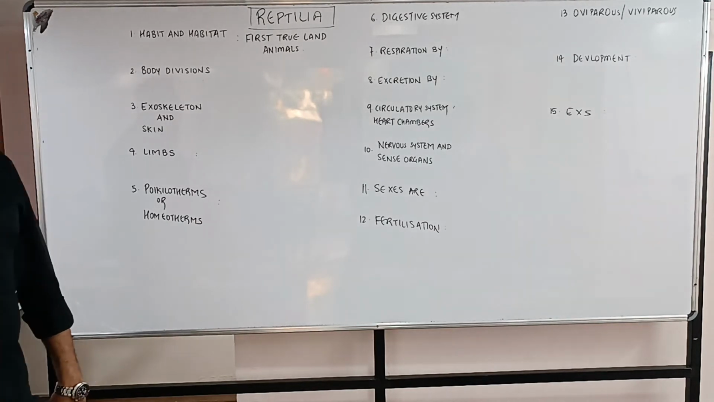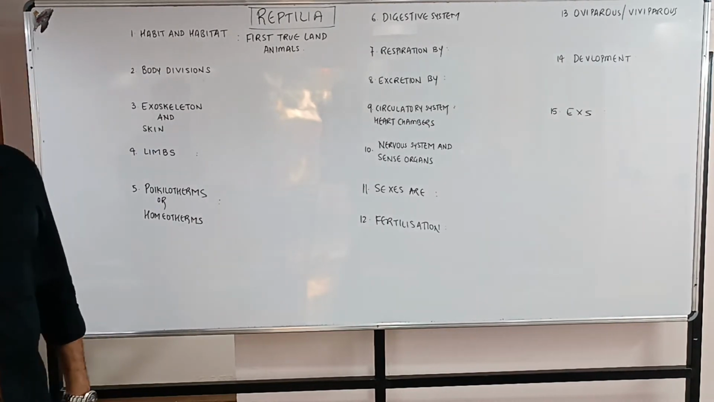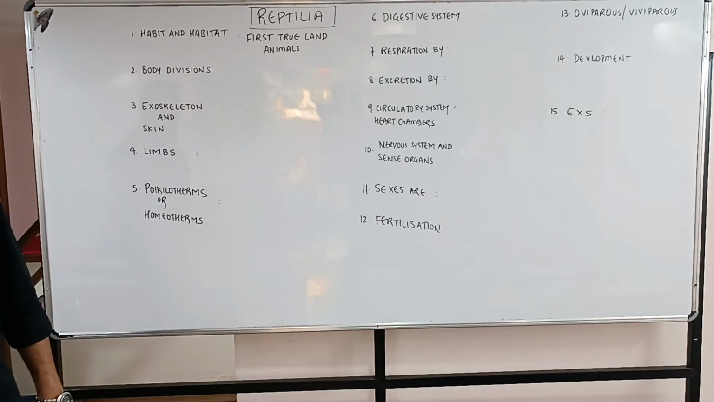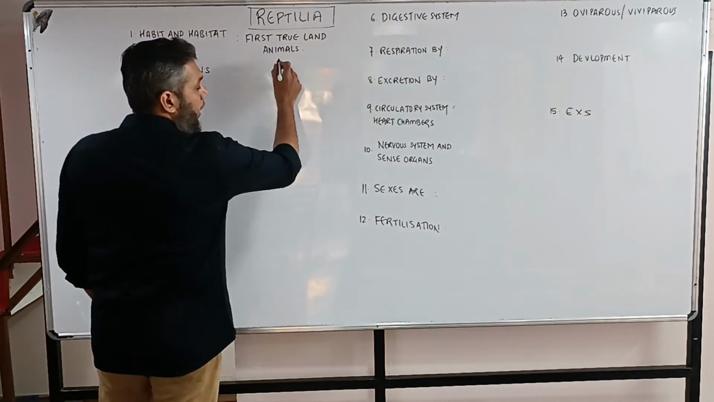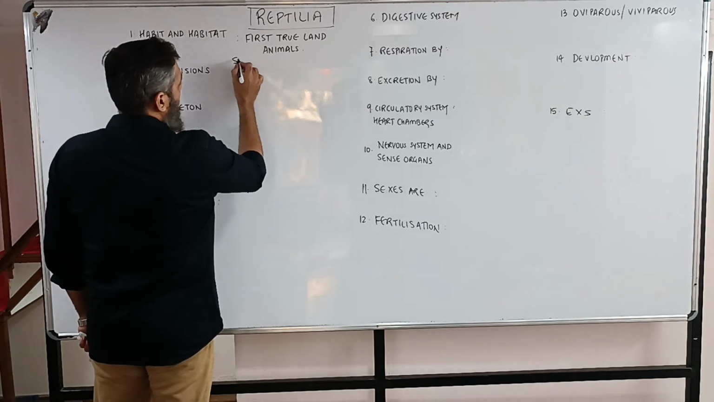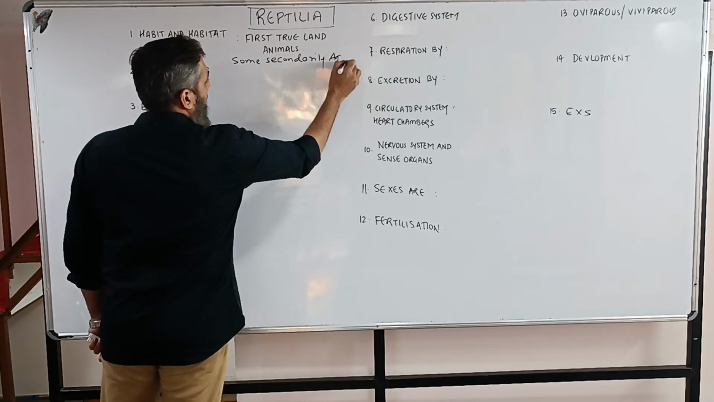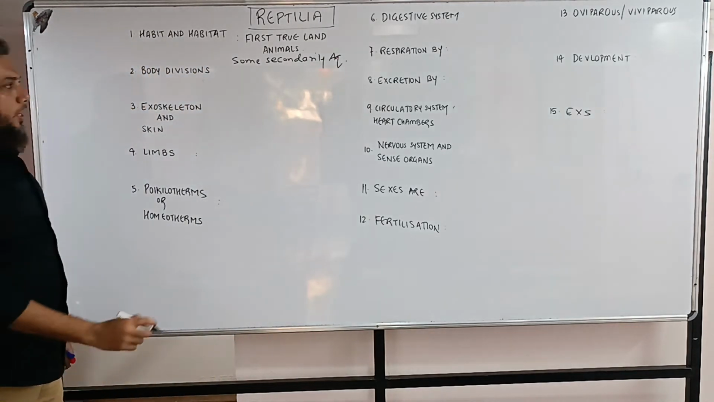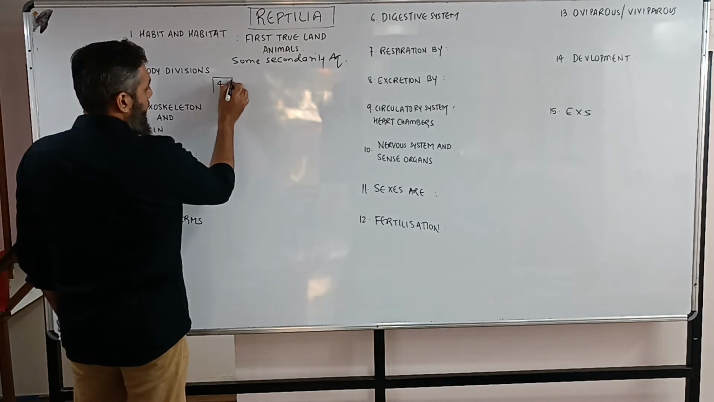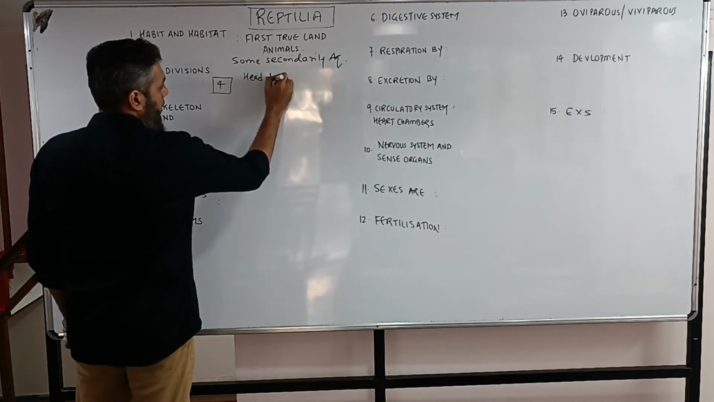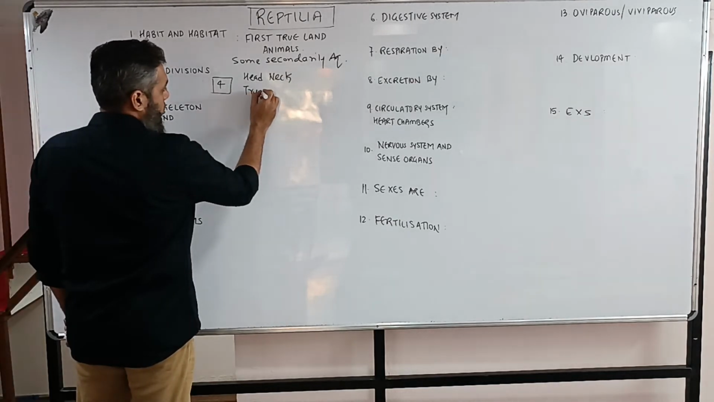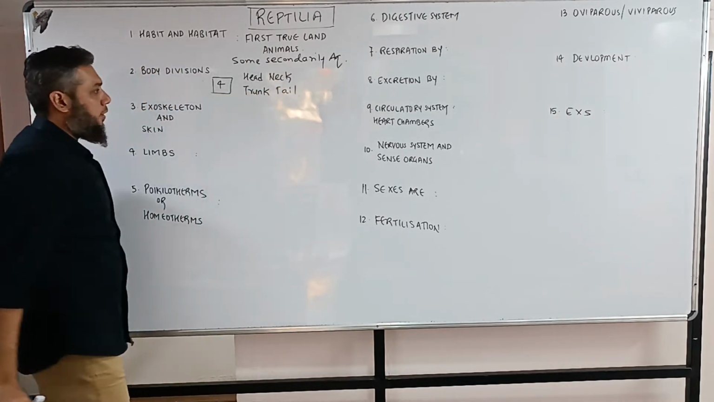But still, some members are secondarily aquatic. Like if you see crocodiles, most of the time they spend in water. But for egg laying, they'll come on land, unlike amphibians. Amphibians for egg laying always require what? Water. So the first true land animals, some of them are what, kids? Secondarily aquatic. The body is divided into 4 divisions: head, neck, trunk, and tail.